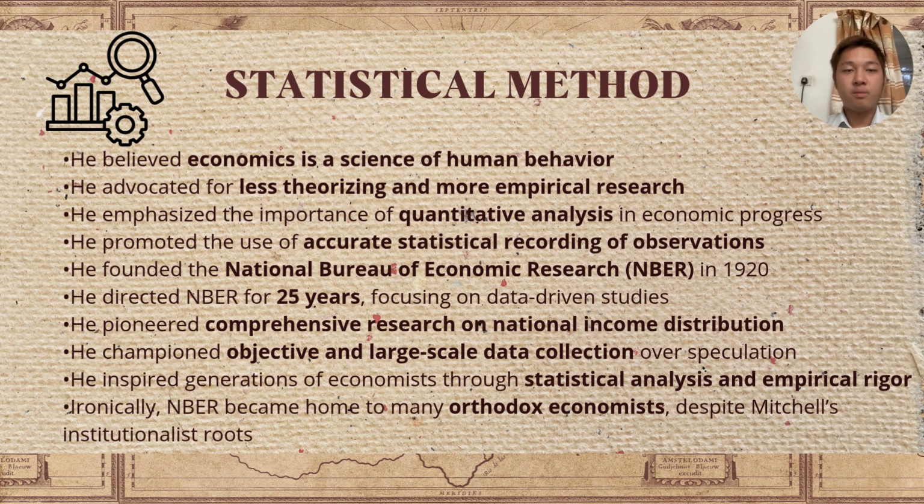Mitchell believed that economics is fundamentally a science of human behavior, and he strongly advocated for less theoretical and more empirical research. He emphasized using quantitative analysis and accurate data collection to truly understand how economies work. In 1920, he founded the National Bureau of Economic Research, or NBER, and led it for 25 years, turning it into a hub for data-driven economic studies. One of his most notable achievements was pioneering research on national income distribution. Even though Mitchell was an institutionalist, it's interesting that the NBER later became home to many orthodox economists. His commitment to large-scale statistical work has left a lasting legacy in economic research.